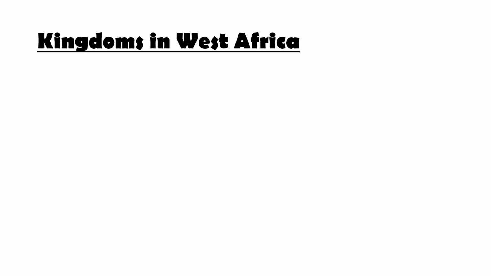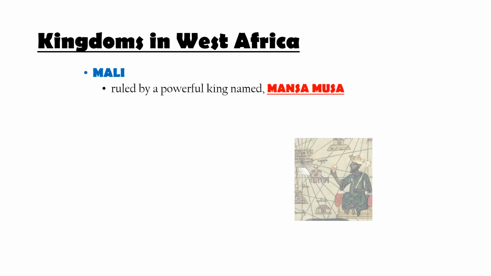Eventually, Ghana does fall. There are a series of droughts, there are civil wars, and a new kingdom called Mali takes its place in West Africa. Mali was ruled by a powerful king by the name of Mansa Musa.